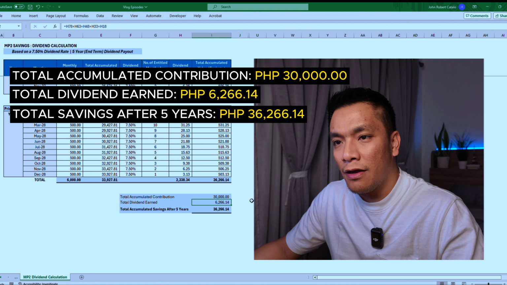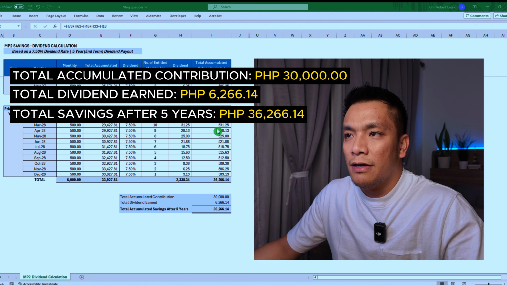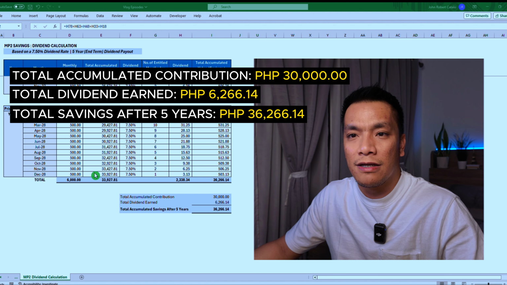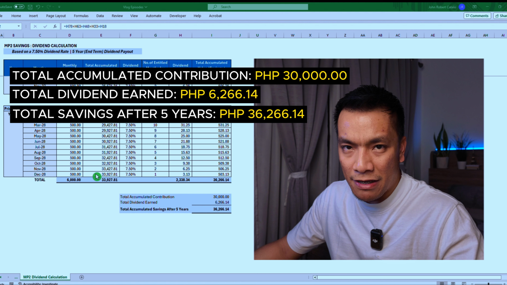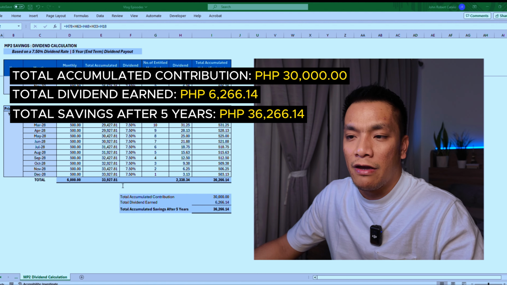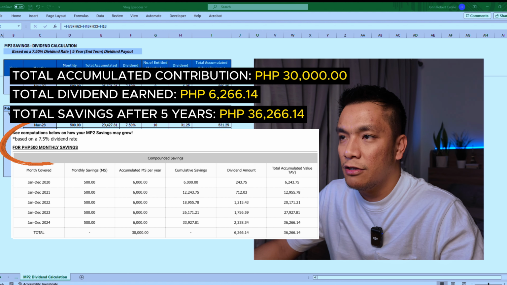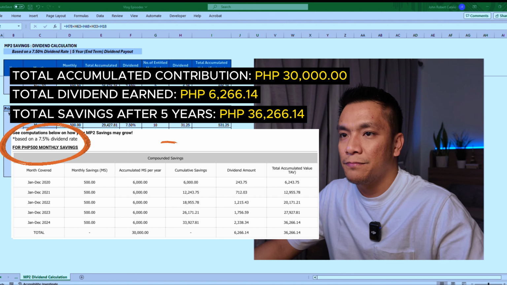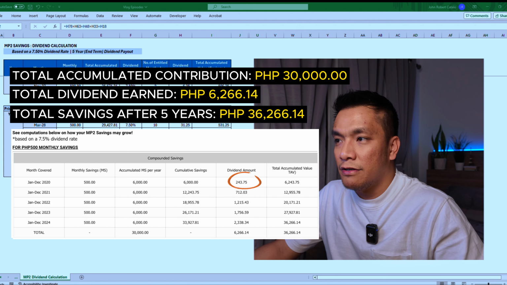Now, to prove na ang calculation na to ay tama, pwede tayong pumunta sa website ni Pag-IBIG dahil meron din siyang calculation using the same assumption na maghuhulog ng 500 pesos every month and with the 7.5 dividend rate. So, makikita nyo dito, based on 7.5 dividend rate, and for 500 pesos monthly savings. So, dito sa table na to, compounded savings calculation, during the first year, ang kanyang dividend amount ay 240.75.